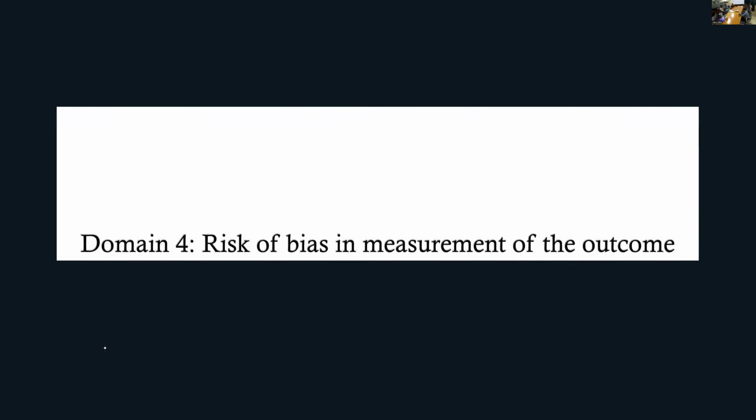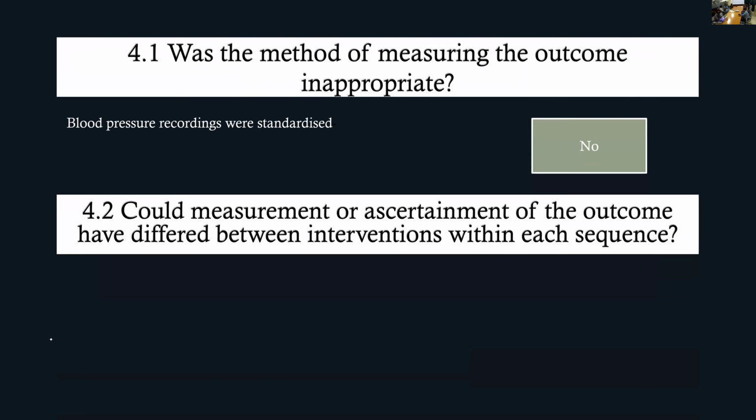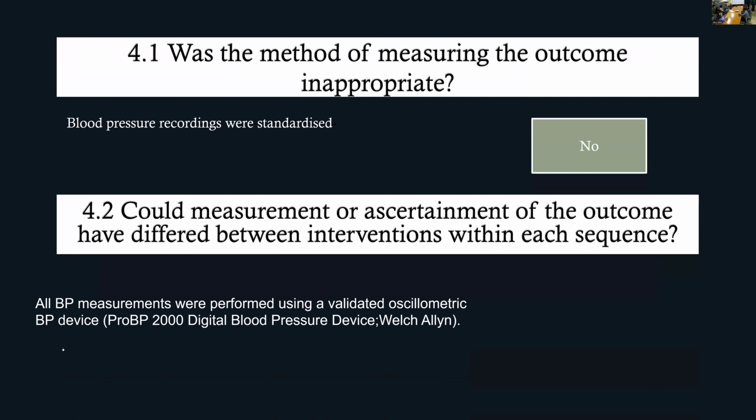Next is risk of bias in measurement of the outcome. Was the method of measuring the outcome inappropriate? No. All the blood pressure readings they have taken were from a standardized setting. Could measurement or assessment of the outcome have differed between interventions? No, they are all using the same validated measurement.